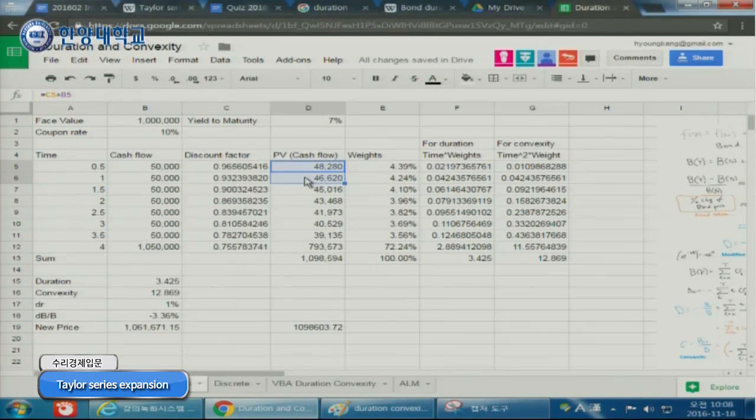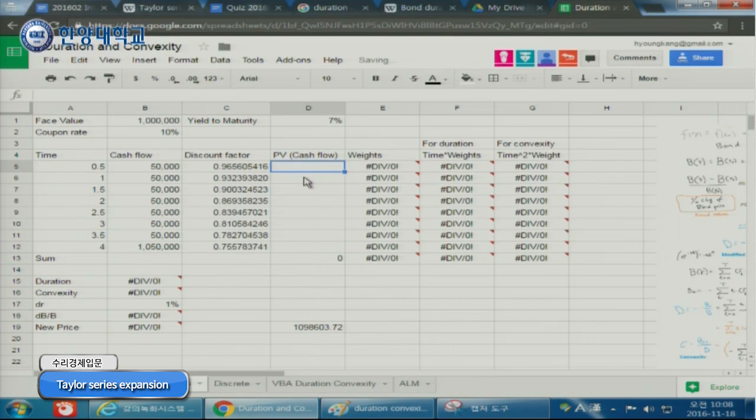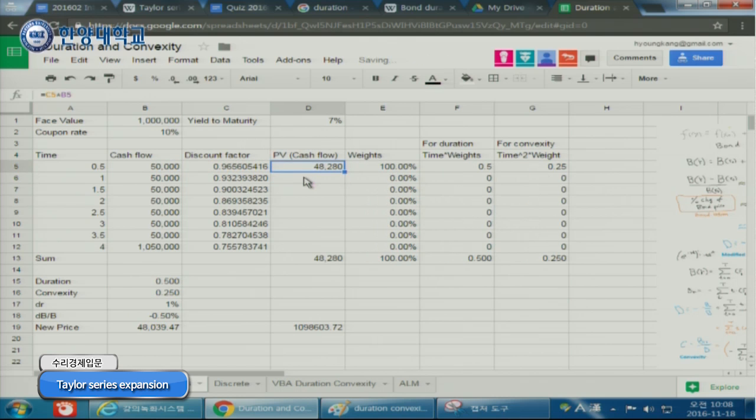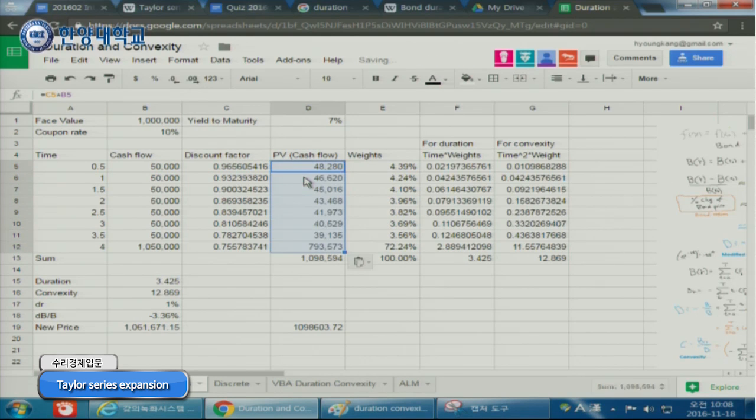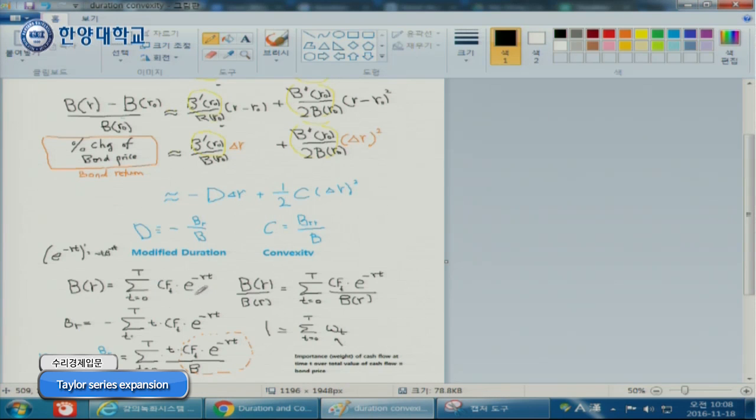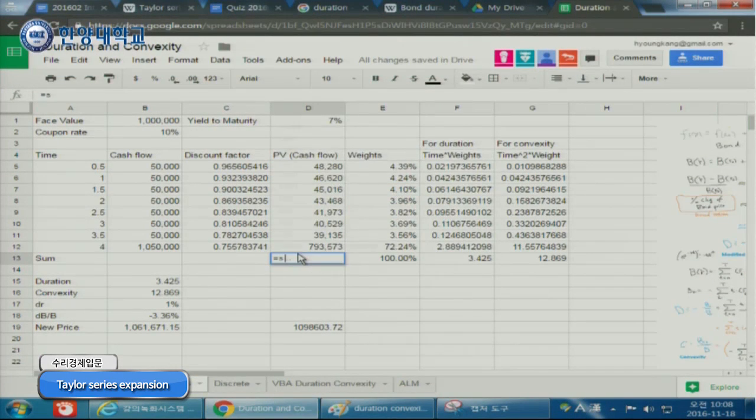So the present value of the cash flow is basically the discount factor multiplied by the cash flow, and I do this for everything. So now I can calculate the discounted cash flow. Now bond price is the sum of the discounted cash flow. So I sum it. It is the bond price now, right? The sum of the discounted cash flow is the bond price.